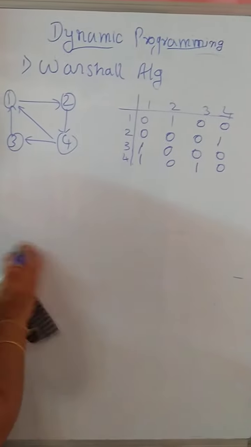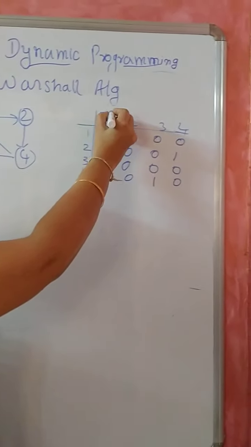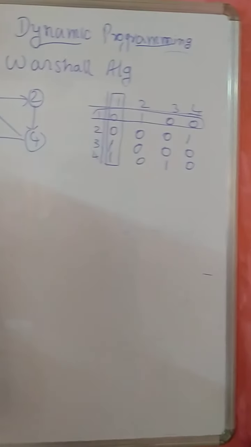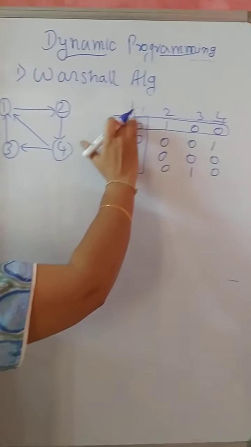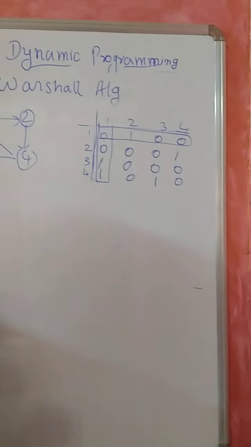So, first when k is equal to 1, through vertex 1, I will consider this row and this column. I will consider this row, or leave this one; you can consider only this. Through the first row and first column. Through 1. Through vertex 1.